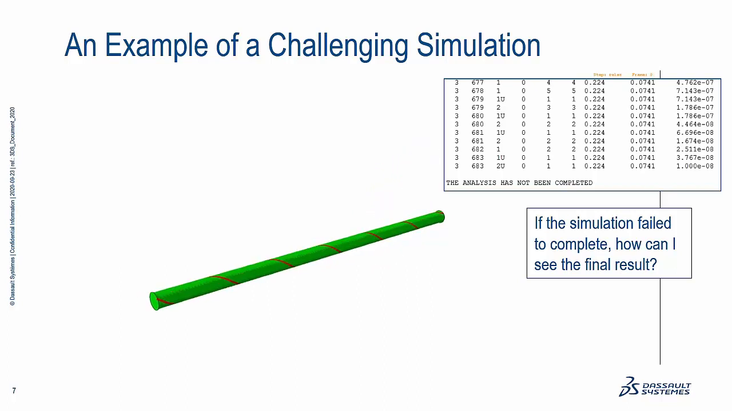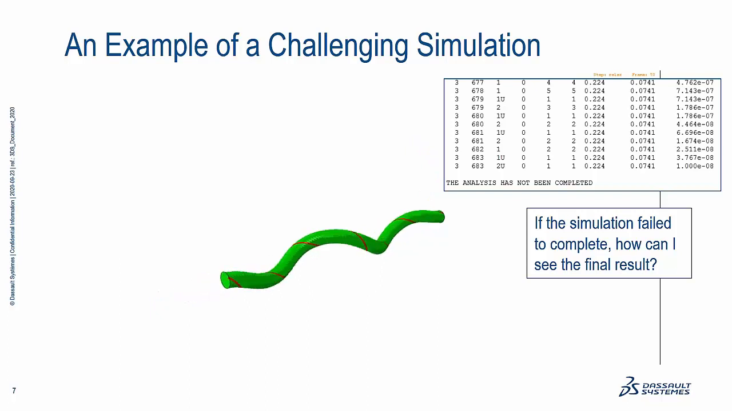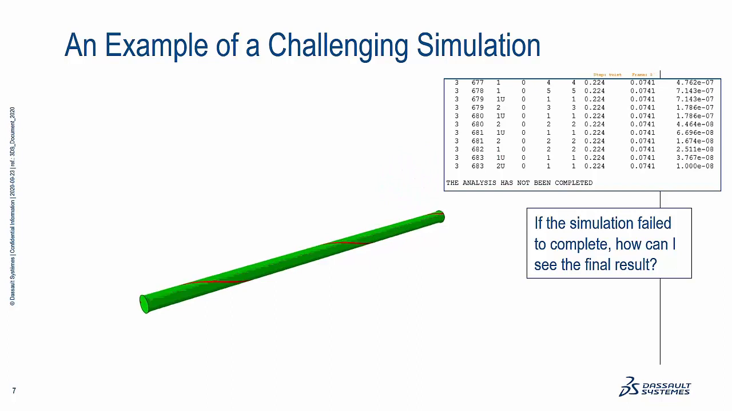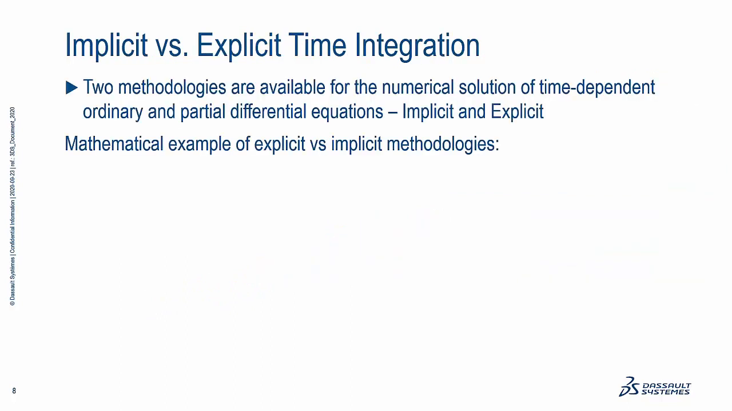Notice also that the analysis has not been completed. Well, why is it we're seeing results even though the analysis was not completed? Well, we'll talk a little bit more about that in one of the advantages of Abaqus Explicit over Abaqus Standard, or one of the advantages of using it. So I've gone very high level of talking about implicit versus explicit time integration. These are the two principal methodologies that are used for solving time-dependent ordinary and partial differential equations.